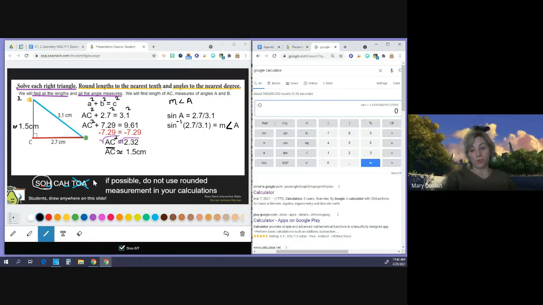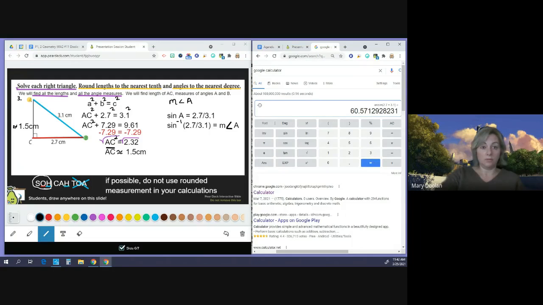So when we want to do inverse operations with the calculator, we want to make sure we're on degrees. We're going to click inverse, click the inverse operation I want, which is inverse sine. It pops up as arc sine, and I have a parenthesis that's open. I'm going to put in this ratio, 2.7 divided by 3.1, close the parenthesis. And once I hit equals, that's going to equal the measure of angle A.